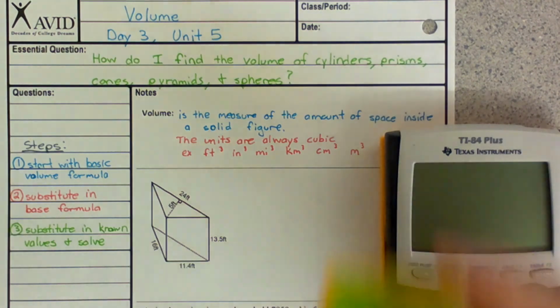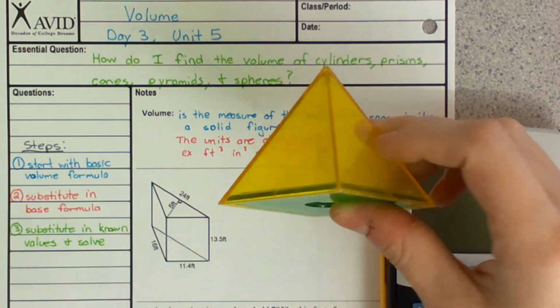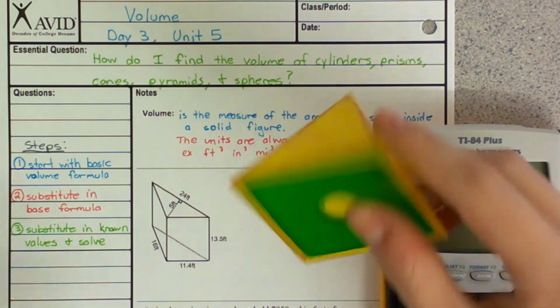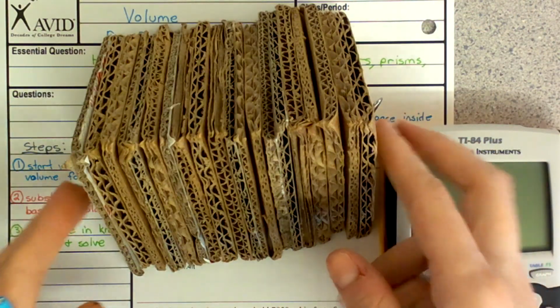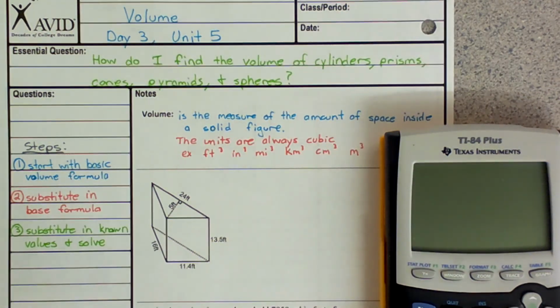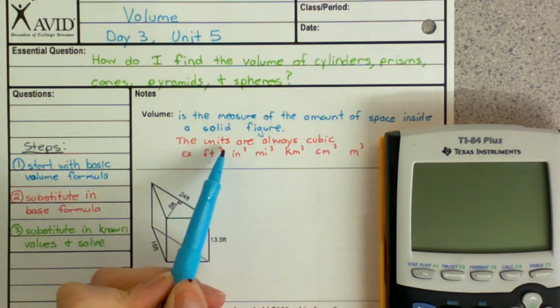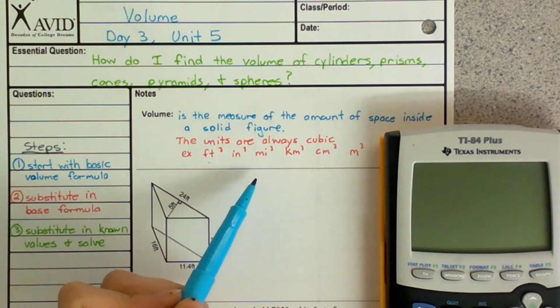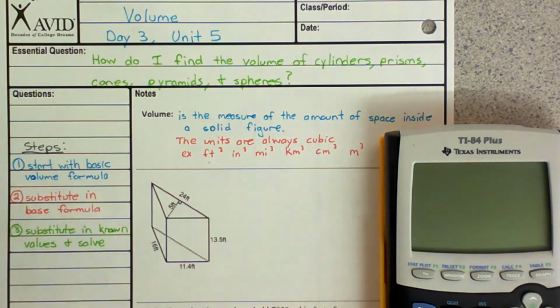So for example, this is a square pyramid. How much space is inside of it? If I was to pour something into it, how much space would it fill up? Here I have a triangular prism. How much space does something take up? One thing to know is that our units are always cubic for volume, so feet cubed, inches cubed, miles cubed. You could also pronounce this cubic kilometers, cubic centimeters, cubic meters.